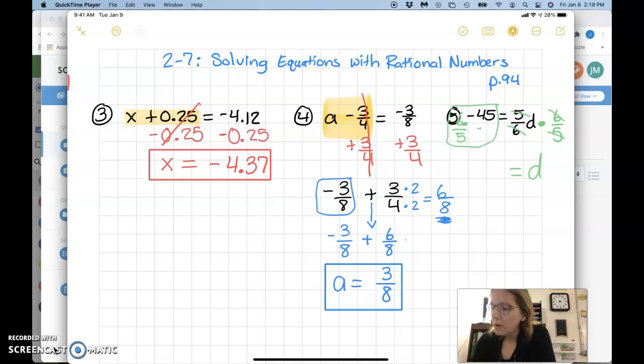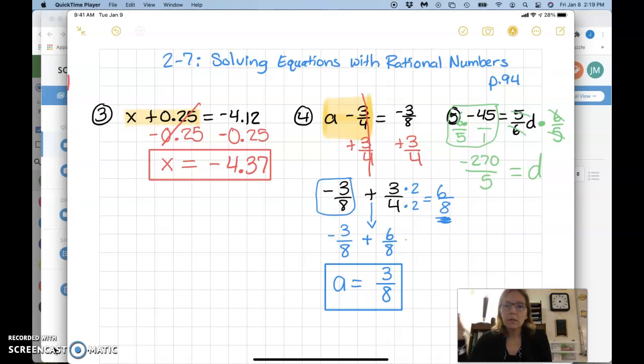So remember that 45 has an imaginary 1 sitting under it. So I'm going to do 6 times negative 45, which is negative 270. And then I'm going to do 5 times 1, which is just 5.